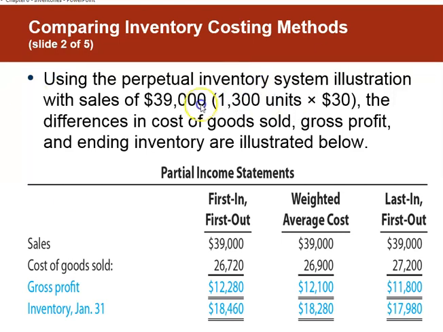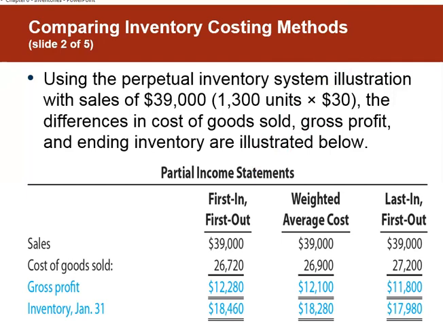So when we look at this slide here and it says using the perpetual inventory system illustration with sales of 39,000, this 1,300 units that we're talking about is the 2,100 units available for sale minus the 800 that we still have in ending inventory. Okay. And then the sales price on those just happens to be $30, okay? And so these methods are going to produce different results.